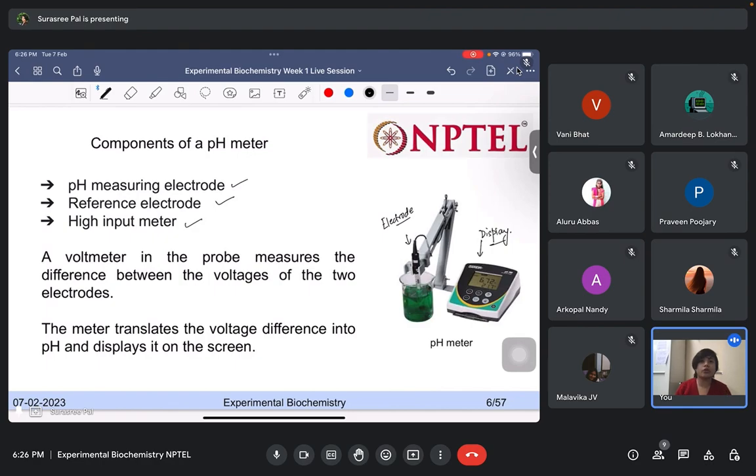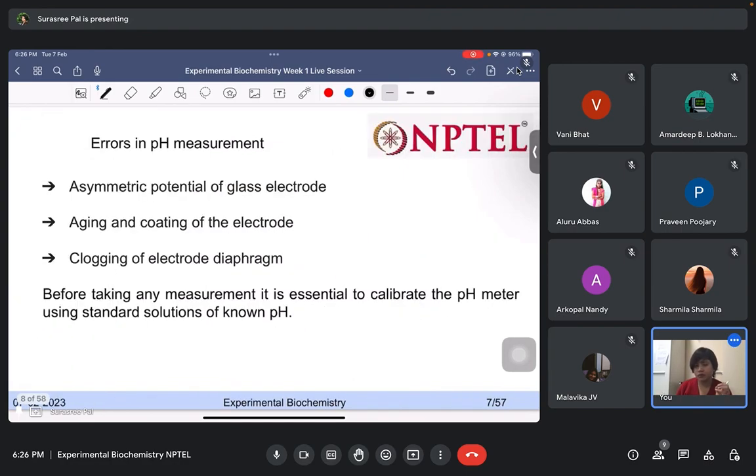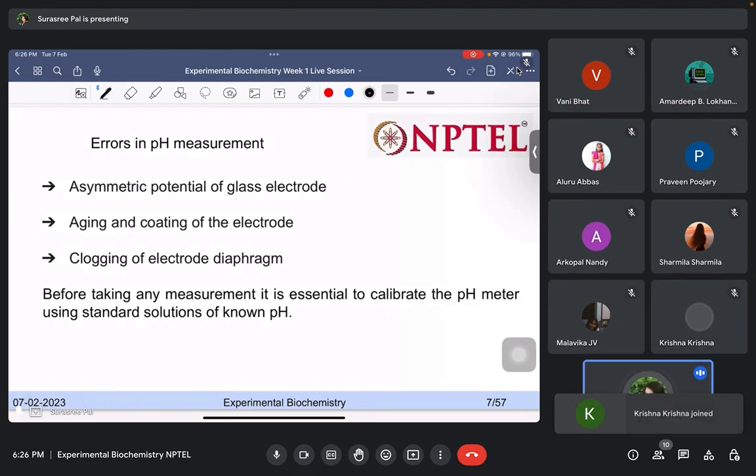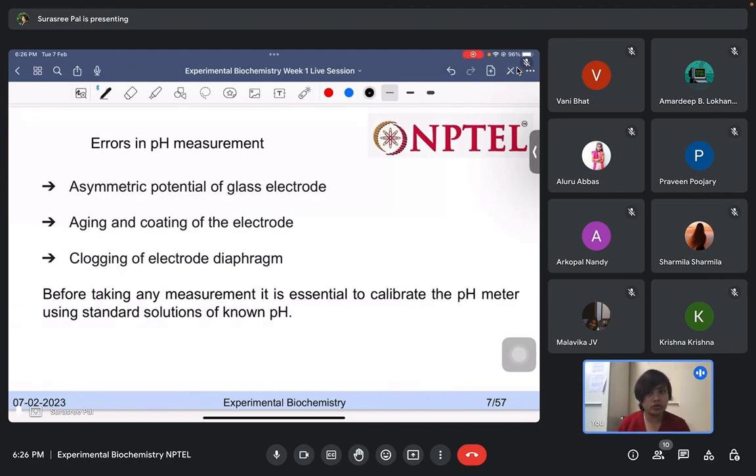So we need to take care of the electrode, and we need to make sure that the electrode does not get coated in any kind of solution, because we will be measuring pH of different kinds of solutions. So we need to make sure that the glass electrode is not coated. Okay, so there are certain errors which might arise because of these defects. That is, there can be asymmetric potential in the glass electrode, there can be aging and coating of the electrode, and there can be clogging of the electrode diaphragm.